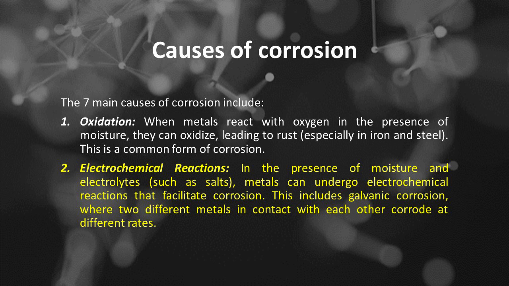Number 2 is called electrochemical reactions. In the presence of moisture and electrolytes, such as salts, metals can undergo electrochemical reactions that facilitate corrosion. This includes galvanic corrosion, where 2 different metals in contact with each other corrode at different rates.